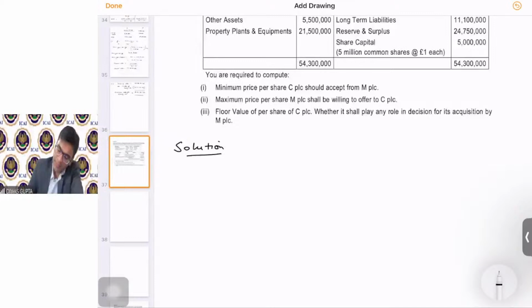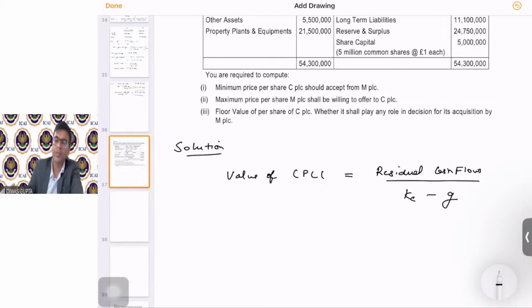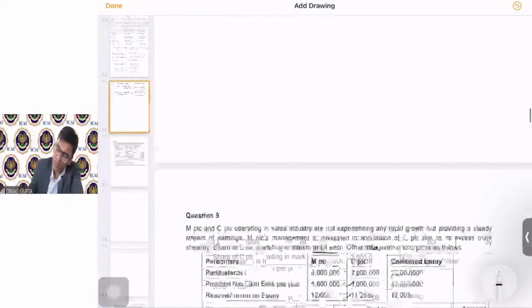So let's start. First of all, value of CPLC will be given by residual cash flows divided by KE minus growth. If we have to calculate the value of any company, we use this formula, which is the dividend growth model. So for CPLC, what were the residual cash flows?